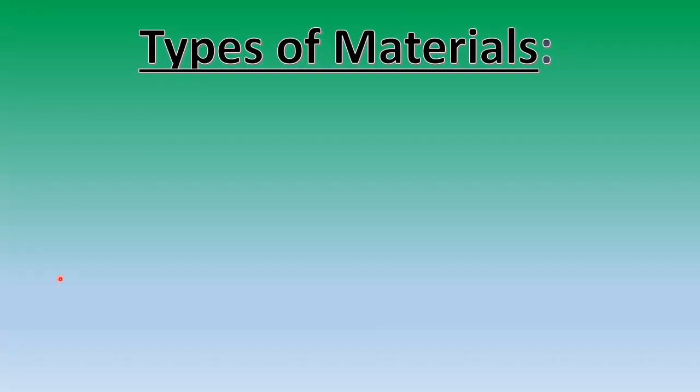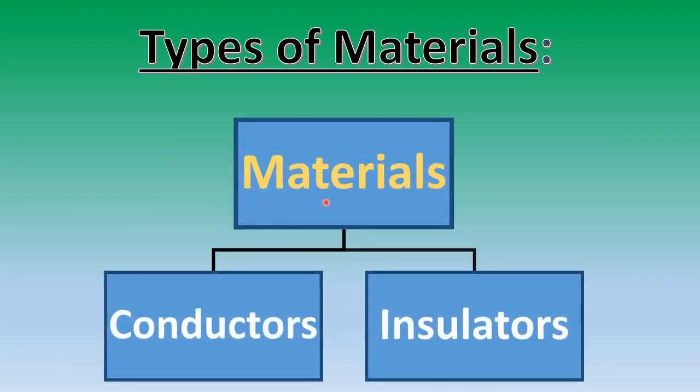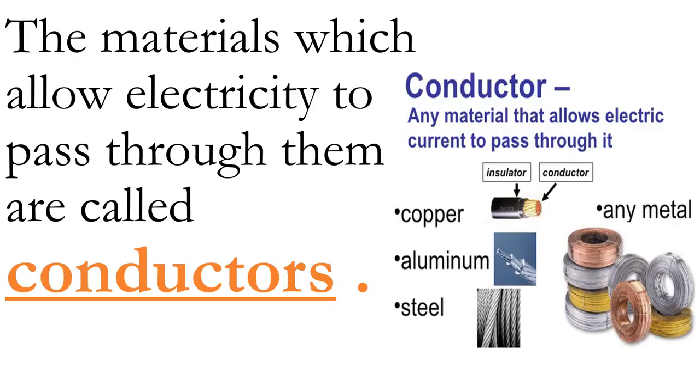The types of materials. Materials are divided into two types based upon their nature. Some are conductors and some are insulators. First of all, let's know about conductors. The materials which allow electricity to pass through them are called conductors.